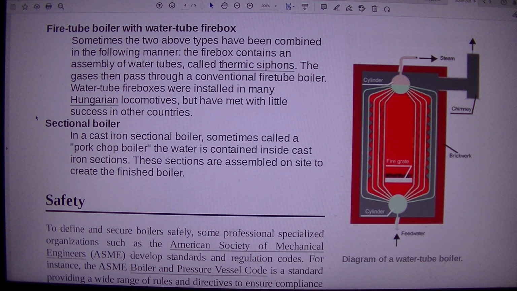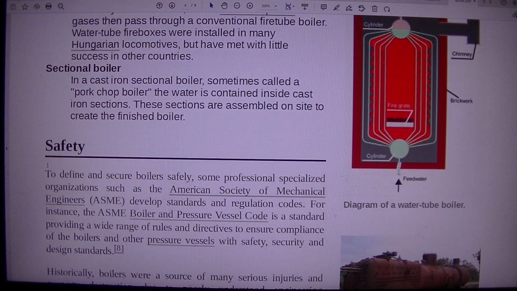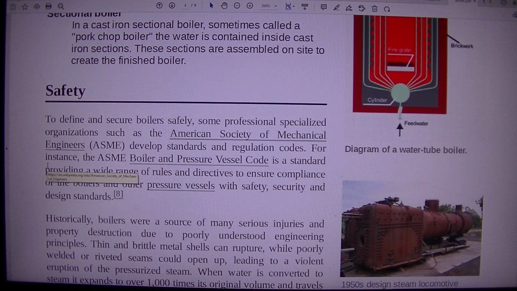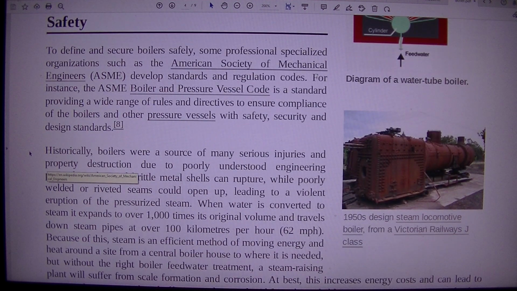Sectional boiler. In a cast iron sectional boiler, sometimes called a pork chop boiler, the water is contained inside cast iron sections. These sections are assembled on site to create the finished boiler. Safety. To design and secure boilers safely, some professional specialized organizations, such as the American Society of Mechanical Engineers, ASME, develop standards and regulation codes.